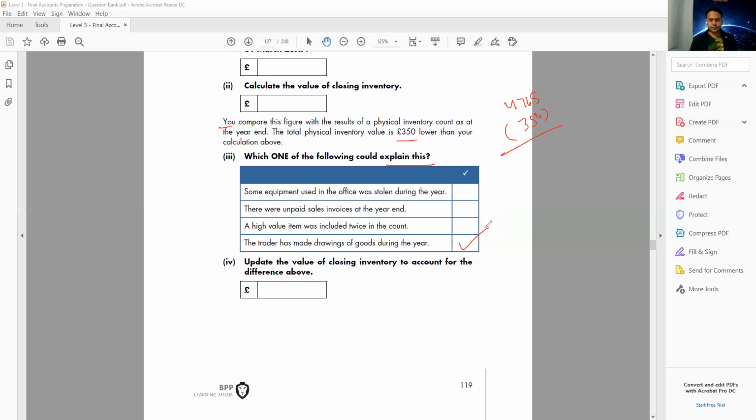All right, so the last one they're asking: update the value of closing inventory to account for the difference above. So how much will be the new closing inventory value after updating this? After the update, I will have the new figure, and this figure will be 4415. Very well done, because I'm minusing the 350 from there. 4415. So that's it.